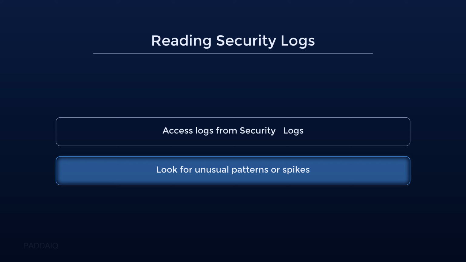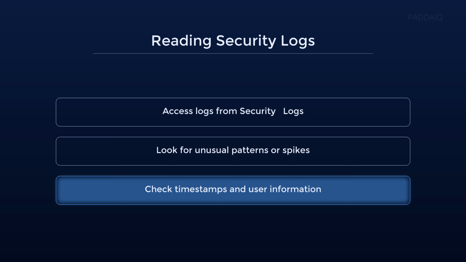Look for unusual patterns or spikes. This means checking for any activity that deviates from the normal, expected behavior in your system logs. For instance, if you typically see 10 failed login attempts per hour, but suddenly there are 1,000, that's a spike. Consistently monitoring for these anomalies is key to proactively identifying potential security threats.